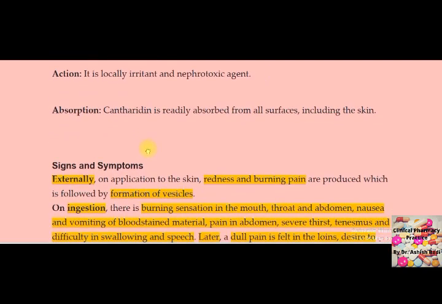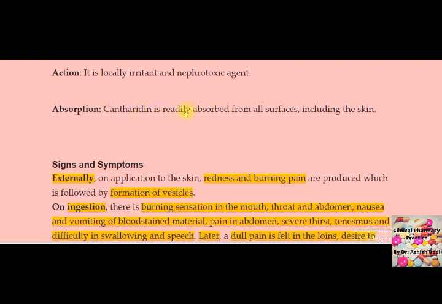How does the absorption take place? Cantharidin is readily absorbed, very easily absorbed from all surfaces, including skin. It is a very highly absorbable substance, so it can be absorbed from all surfaces, including skin.